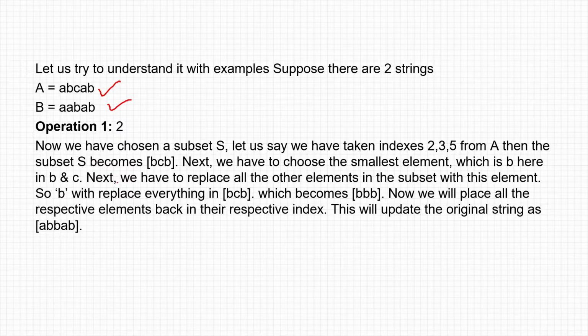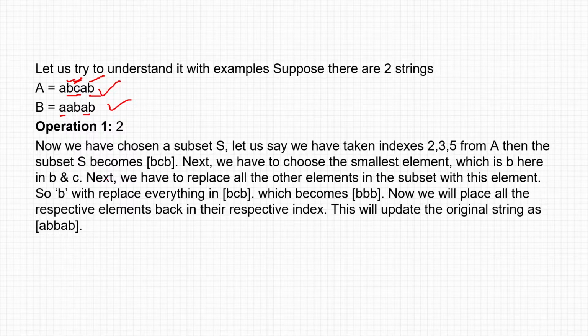So we have chosen a subset S. Let's say we have taken the indexes 2, index 2, index 3 and index 5. So from A we are supposed to take. For that the subset becomes BCB. Because all other values are matching, we only have to take the difference value.